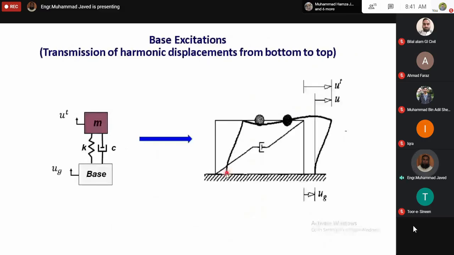Ground is excited by the seismic waves. Ground acceleration is produced, due to which acceleration at the top end of the structural system is produced.